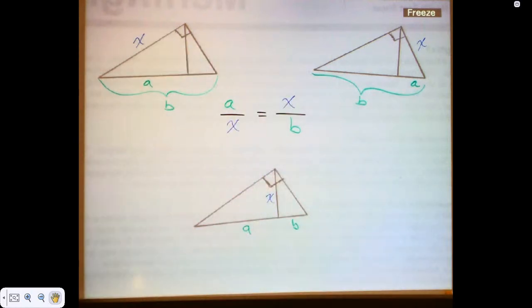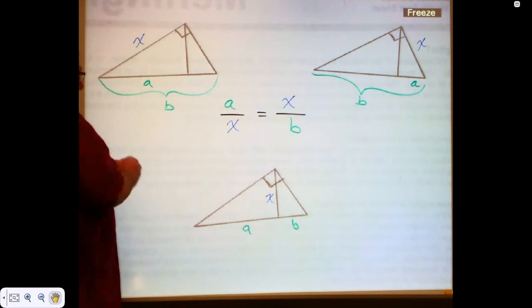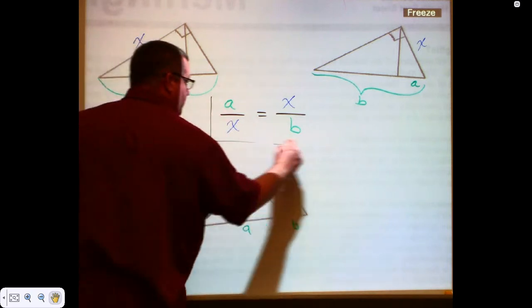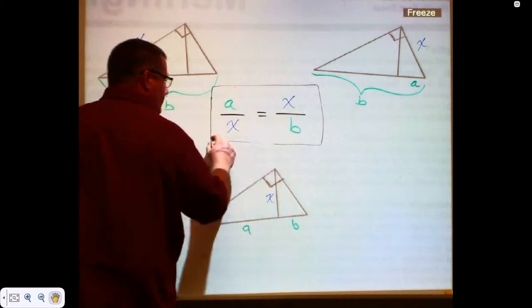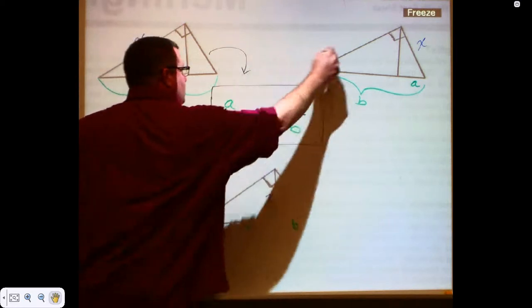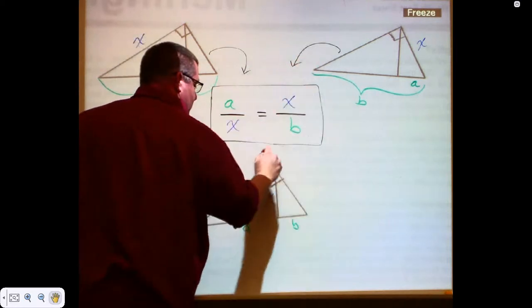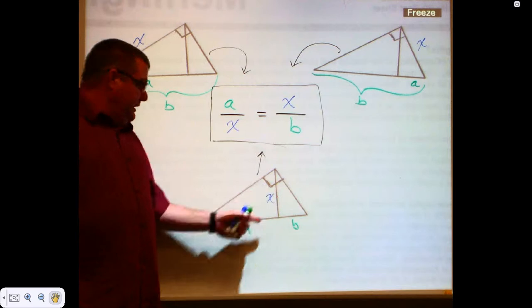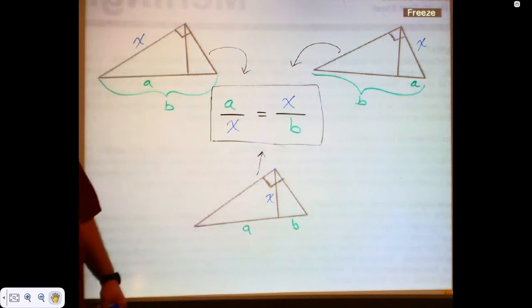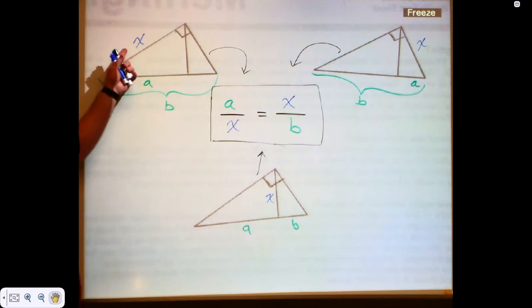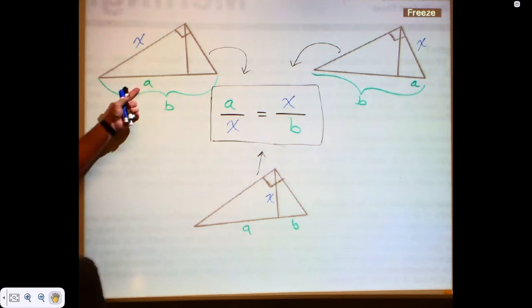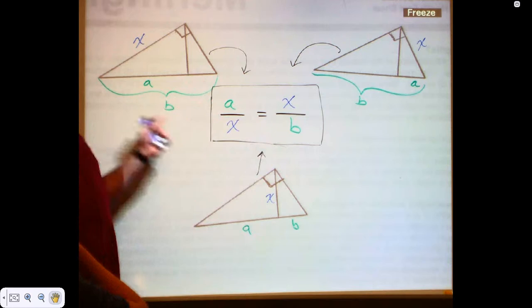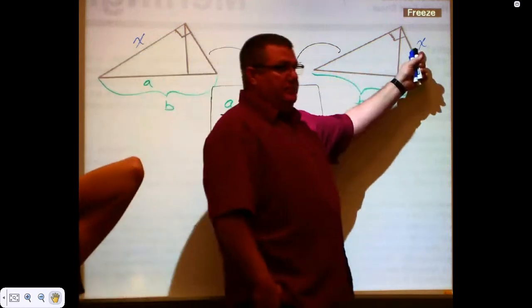And all of them fit into what? This proportion right here. So when you have a means and extremes problem, if the mean is the middle one, then the extremes are what? The 2 parts. So if the mean is one of the sides of the triangle, then it's what? The part on its side and what? The whole thing.